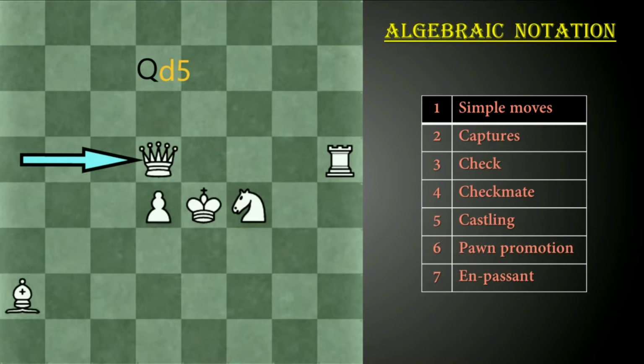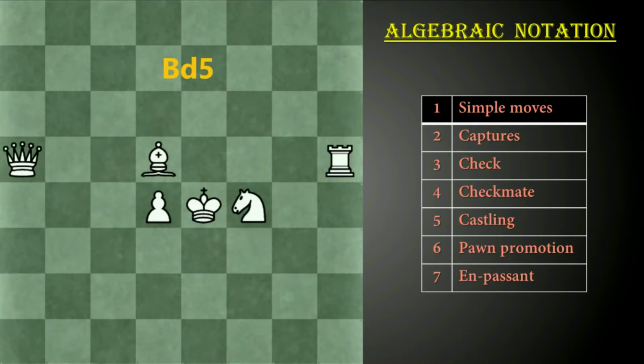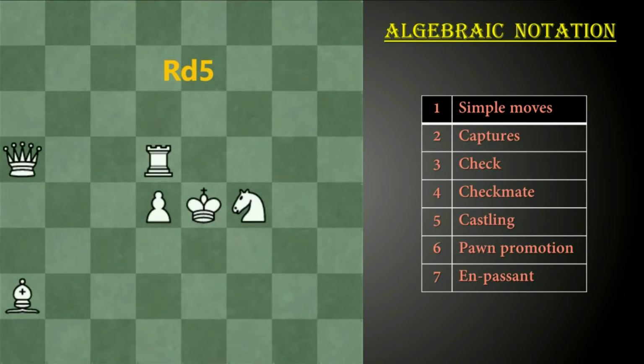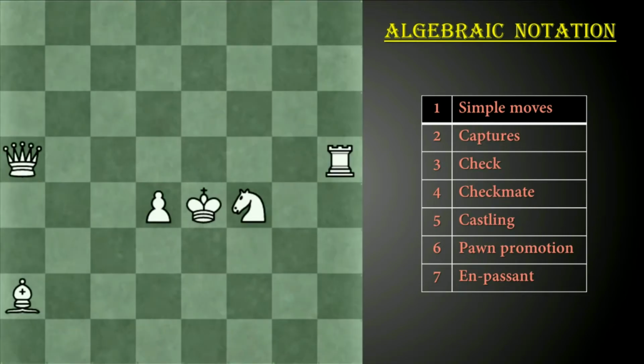The same is the case for this bishop, Bd5. Now here goes the king, Kd5. Now the knight, Nd5, rook Rd5, and finally the pawn. It moves from d4 to d5. Since the pawn is not denoted by any letter as per the algebraic notation, simply write it down as d5.